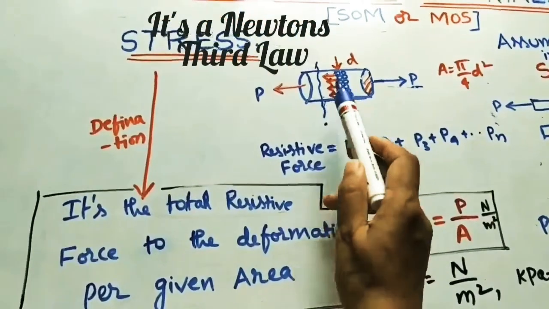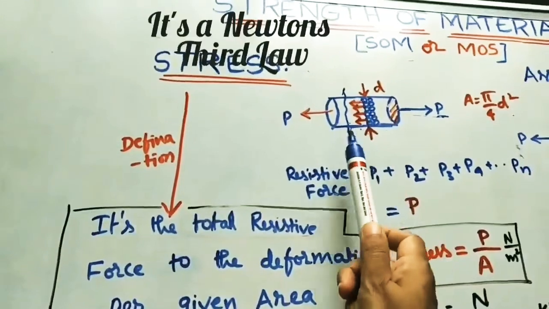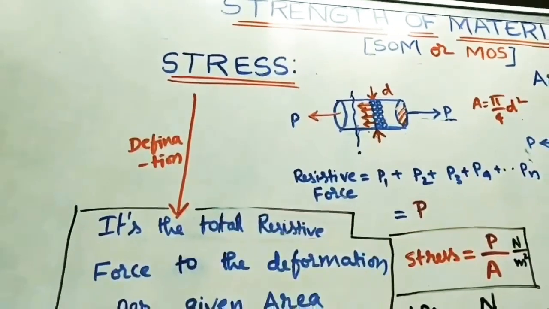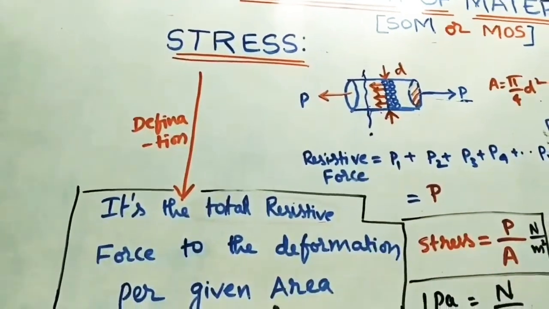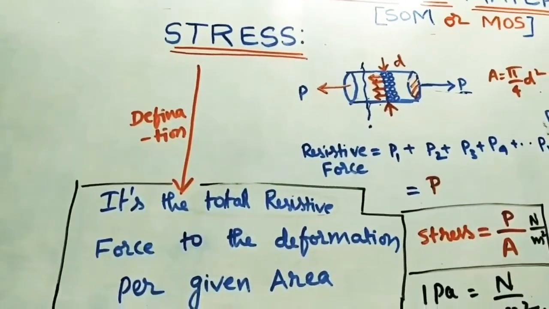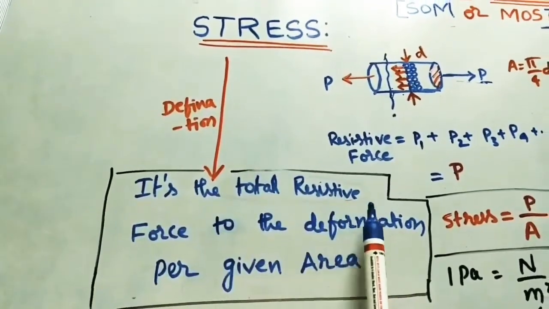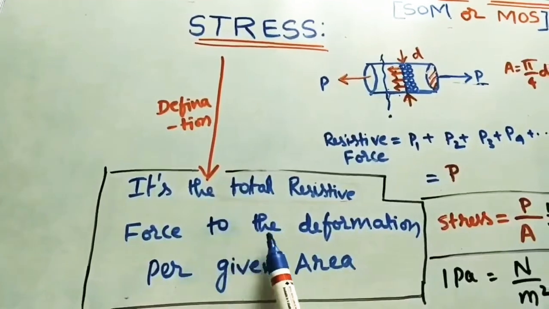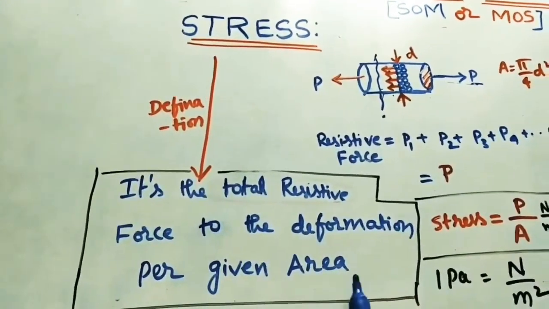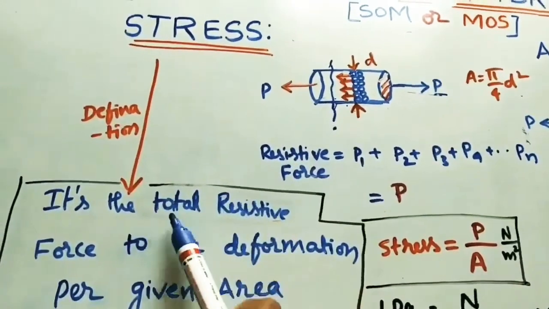Whenever these molecules are coming back to their original position, we can tell this object is under stress. So stress is nothing but the total resistance force per given area, per unit area. I have written the definition here. It is the resistance force of the molecules to the deformation per given area.